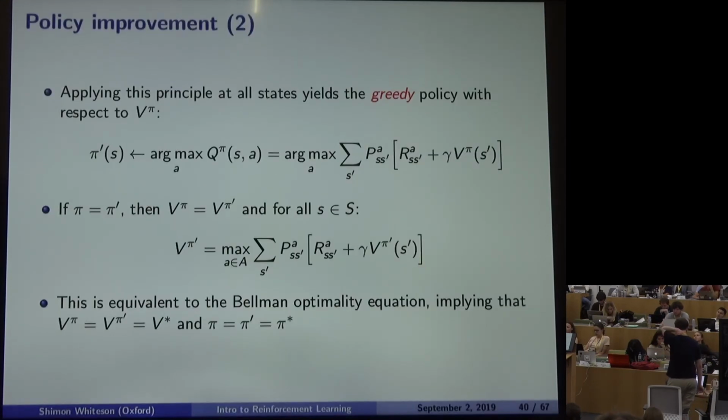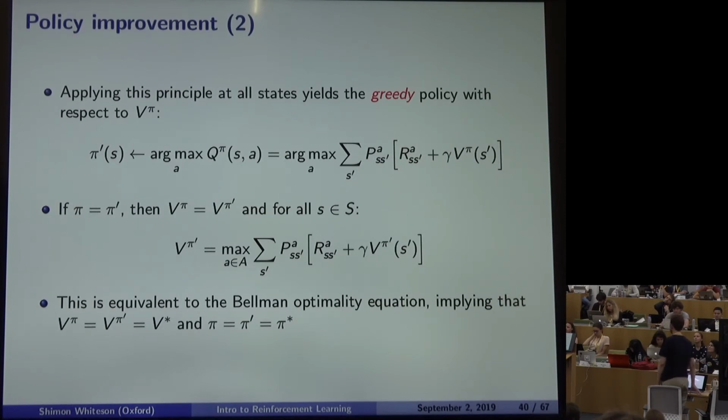If we do this for all states, then what the policy improvement step ends up doing is we take our policy and we change it to be greedy with respect to the new value function. So we had a policy, we computed its value, now we change the policy to be greedy with respect to its value function, and then we go back and evaluate the new policy. We apply this principle at all states, and that gives us a greedy policy. We change our policy to be one that is greedy with respect to the value function that we just computed.